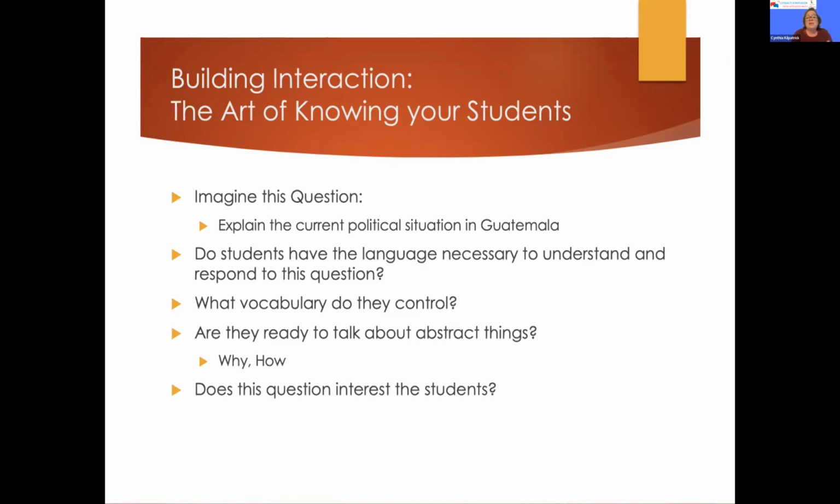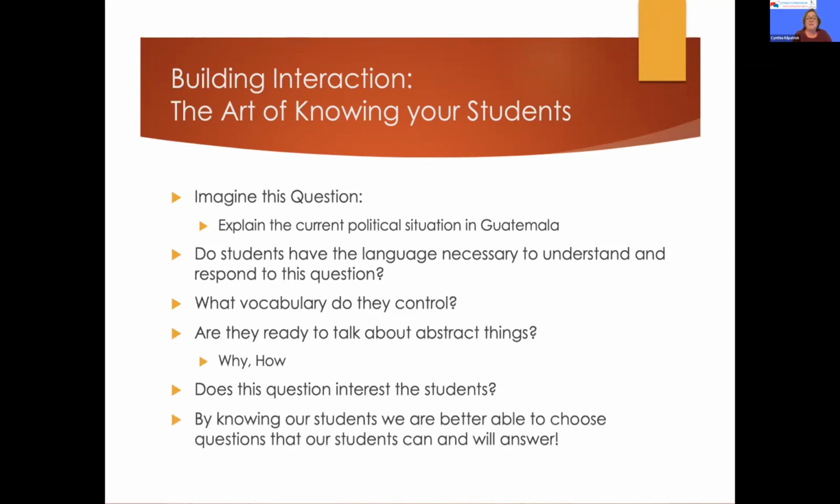So if you know your students and you know their interests, then when you ask a question and nobody answers, you should say, did I ask a question that is good for this class of students? Or did I ask a question that maybe they don't care about? So you have to think about their interest. You have to think about whether or not the students want to talk about that, and whether or not they have the language necessary for it. So by knowing our students, we are better able to choose questions that they're able to answer, but also that they will answer because they want to engage. They want to talk about the topic that we chose for them.